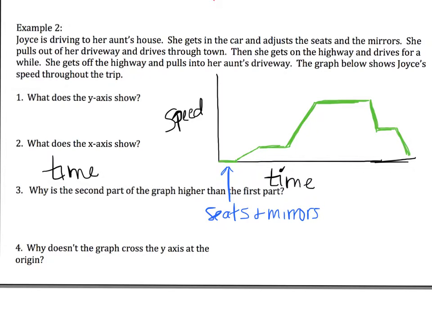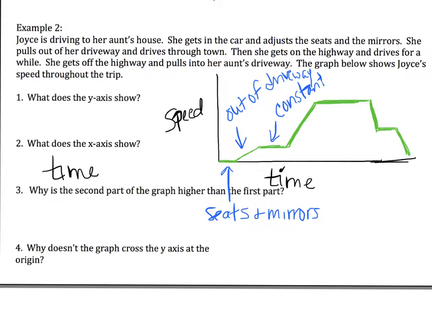And then it says she pulls out of her driveway. That would be her speed pulling out of driveway. Then she reaches town, and I would assume in town that she's pretty much going the same speed, a slow little speed there. So it's kind of a constant, maybe 25 miles an hour. I'm making that up.